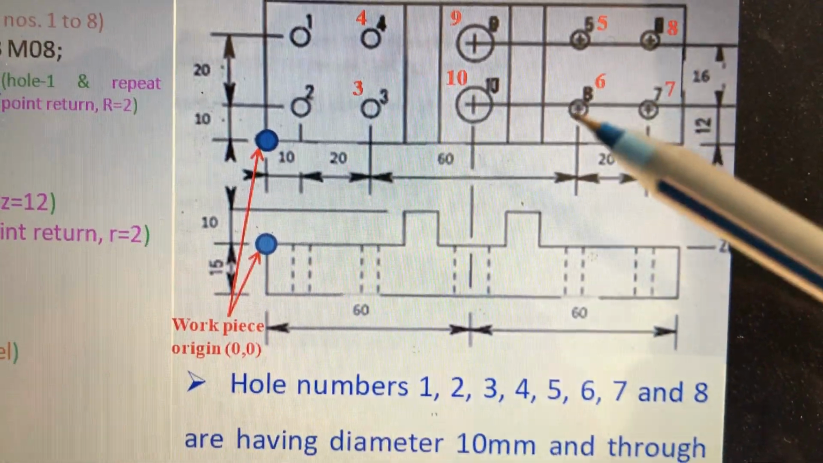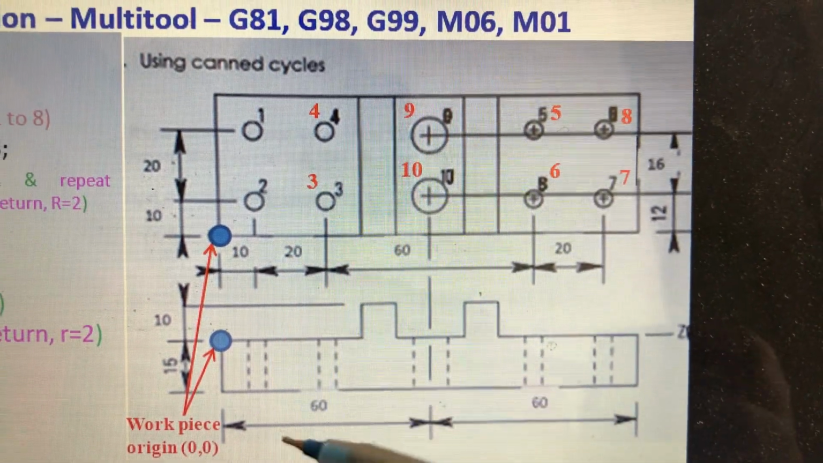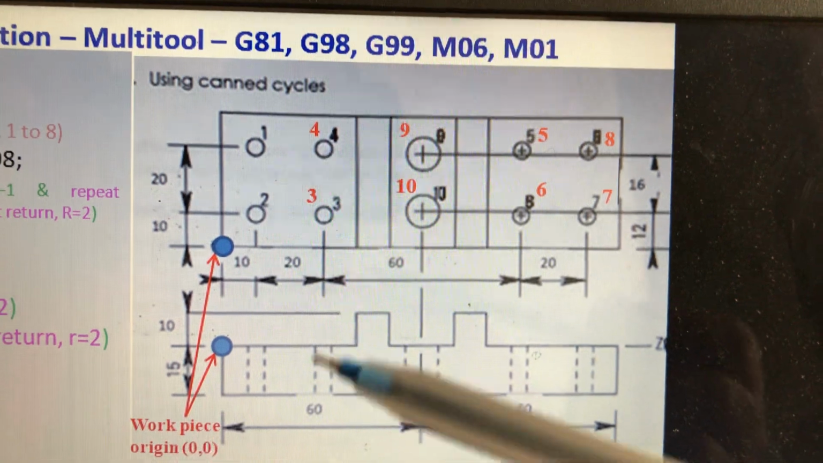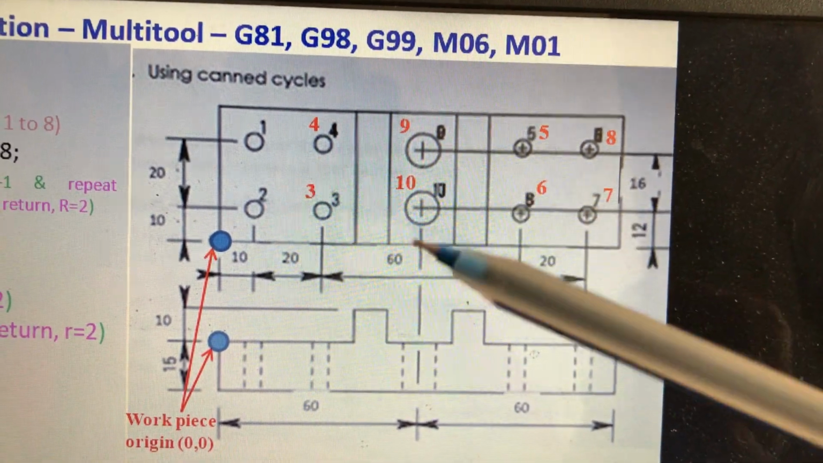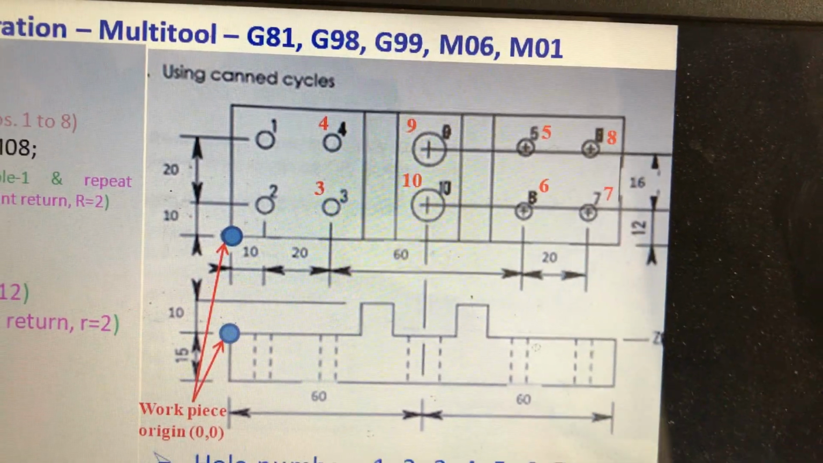But in this program, I think we have taken 1 to 10 as first. So the 10 mm diameter we have taken as the first operation. After finishing, we go for holes number 9 and 10 in this numbering order, right? Okay, now let us come to the program.